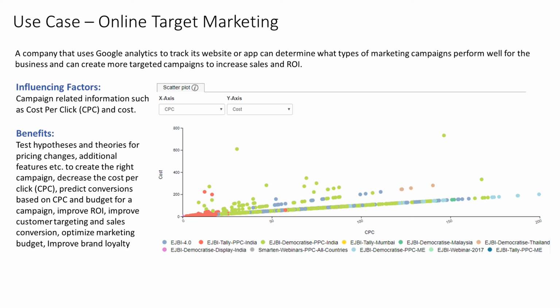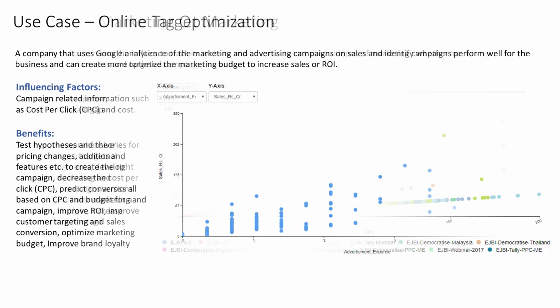Businesses can benefit from this type of analysis by testing theories and hypotheses for price changes, new messaging, added features, thresholds for cost per click pricing, and sales conversions based on clicks. Refining this approach can improve return on investment and customer targeting and improve sales conversion, optimization of marketing budget, and brand loyalty. The business can use the K-nearest neighbor analytical technique for this type of use case.